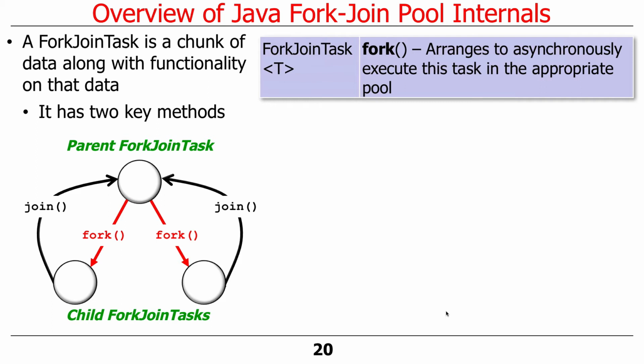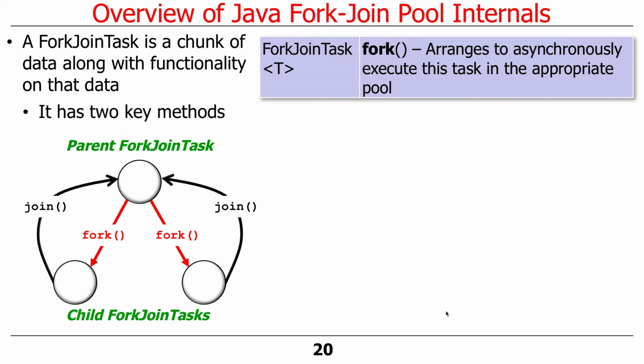So fork, as you can see here, if you are a parent class, then when you call fork, you arrange to asynchronously execute this task in the appropriate pool. So fork doesn't start running the thing right away. It simply says, put me in a queue that, when the time is right, will be used to run this task in parallel. And we'll talk a bit more about that in a second. So that's what fork does.